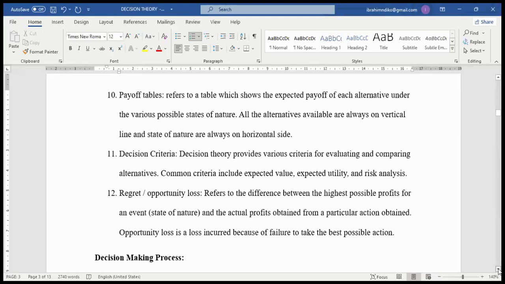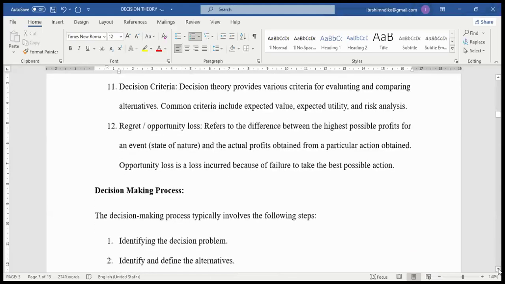We continue. Decision criteria. Now, decision criteria are the criteria for evaluating and comparing alternatives, and we shall talk about them later. When we talk about criteria, we mean those criteria used for evaluating and comparing alternatives.